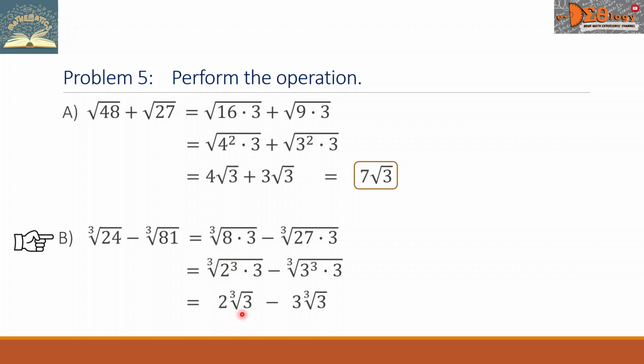So we have 2 cube root of 3 minus, in here, this base 3 we can put outside the radical. Here comes the 3 times the cube root of 3. Now we can subtract radicals with the same index and the same radicand. We will operate only on the numerical coefficients. So this will be 2 minus 3. That is negative 1. Or simply we write negative of the cube root of 3.